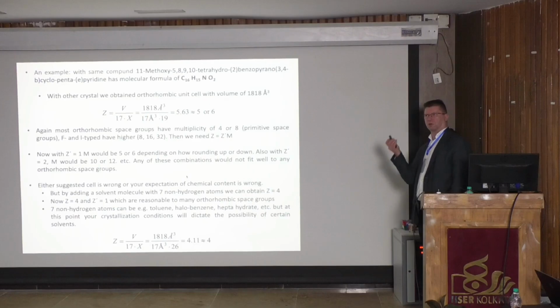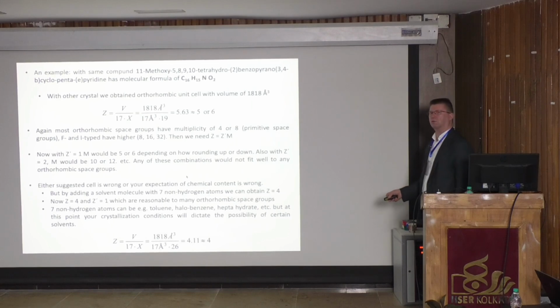But we think that our unit cell is correct. What is then wrong? This is a very good thing. So the first possibility: either our unit cell is wrong, or my idea about the chemical content is wrong.